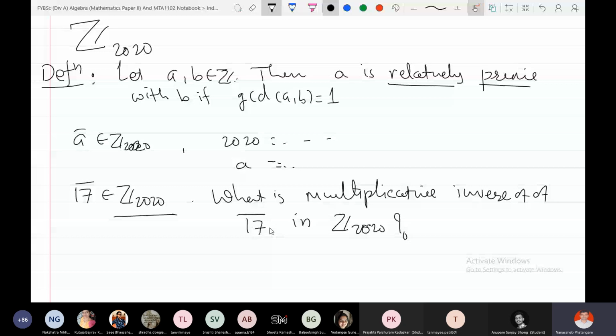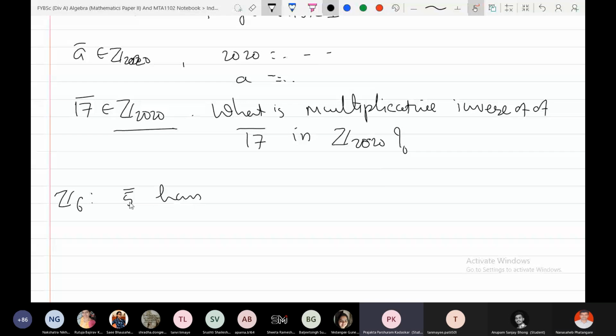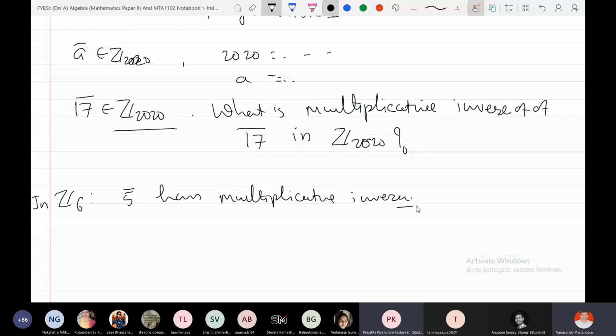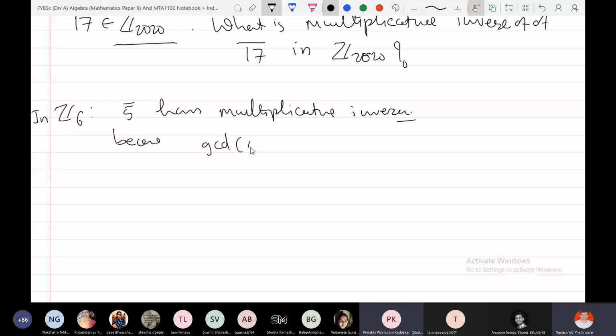So therefore there is a smart technique. So what is the smart technique? Think about Z 6, for example. In Z 6, 5 bar has a multiplicative inverse, because GCD of 5 and 6 is 1.